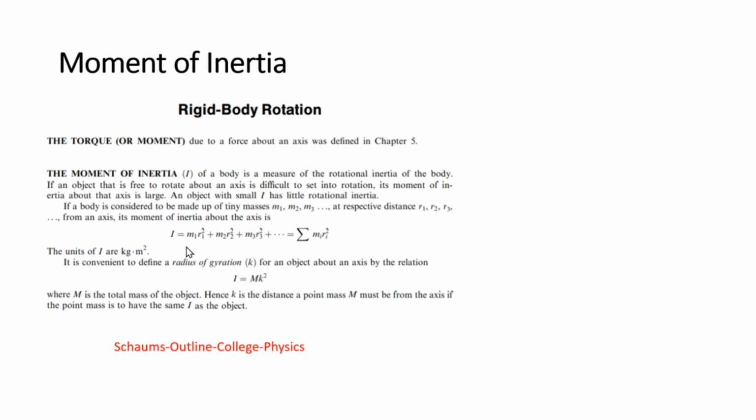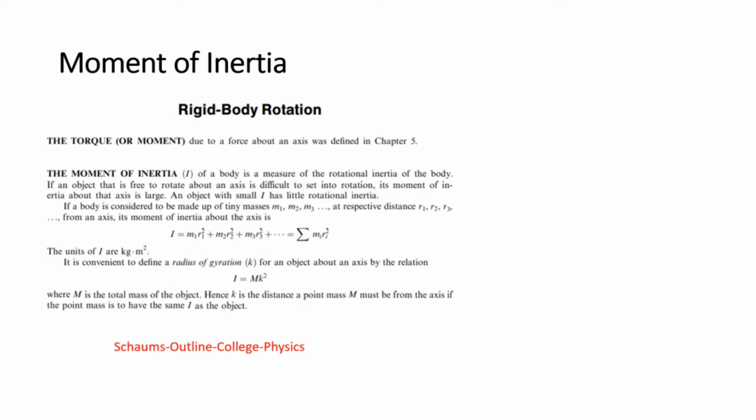So, I is equals to m1r1 squared plus m2r2 squared plus m3r3 squared and so on, where m is mass and r is a distance, where yung units niya will be kilogram multiplied by the square meter.